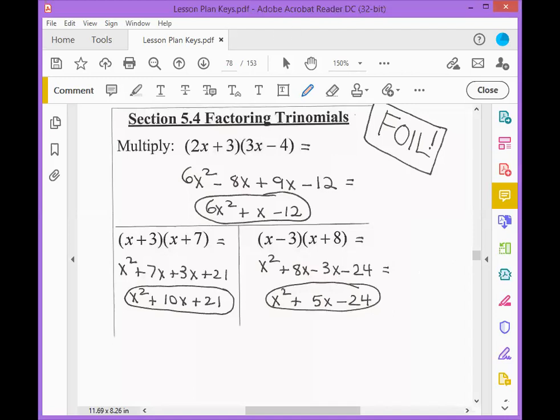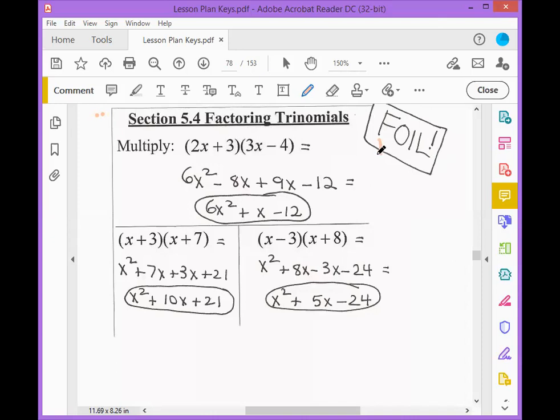All right, this video will cover notes for section 5.4, and 5.4 deals with factoring trinomials. Starting with the first problem, where we're asked to multiply, we have two expressions, 2x plus 3 times 3x minus 4. Now, you may be familiar with the term FOIL. You're going to use the FOIL method to multiply these two expressions.